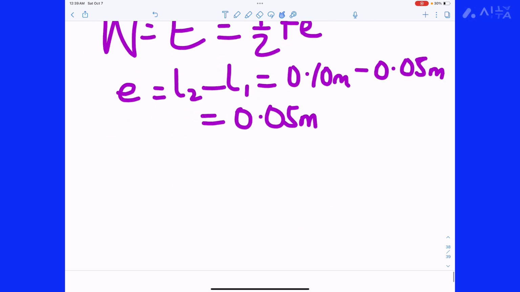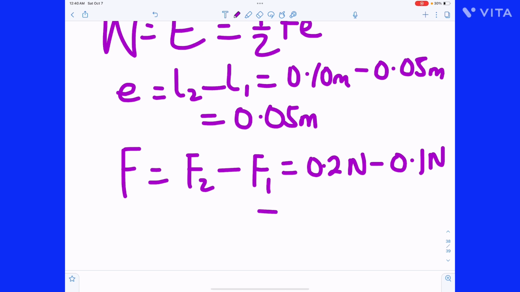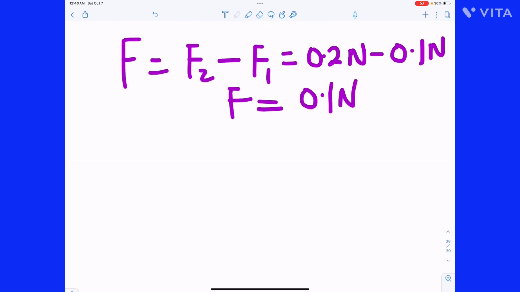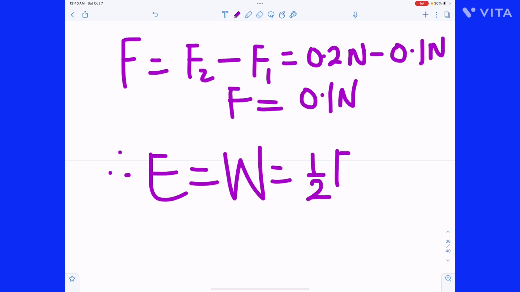Also, I would just say my force applied is final force minus initial force. That's 0.2 newtons minus 0.1 newtons, which is 0.1 newtons. So I know my force now and I know my extension. So I just go straight and do energy stored is work done. Energy stored in the wire is work done in extending it, which is average force times extension.